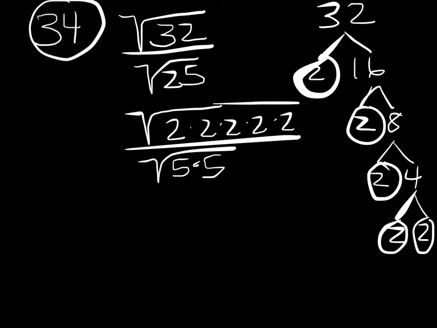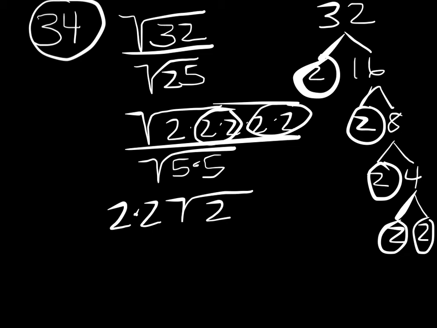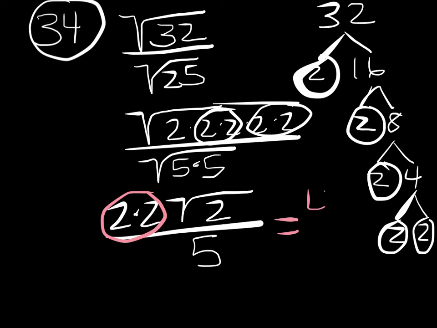So remember, for every pair you can bring 1 out. On the top I can bring out 2 2's. So I've got 2 times 2 times the square root of 2. On the bottom I can bring a 5 out, and there's nothing left under the radical. And let's go ahead and simplify this part. That's 2 times 2 is 4. So I've got 4 times the square root of 2 over 5.